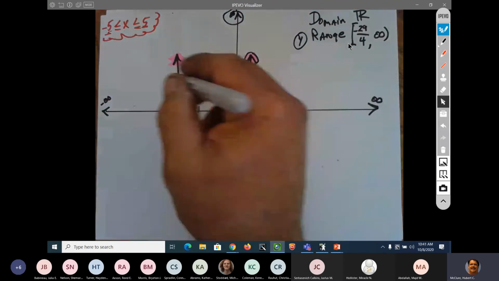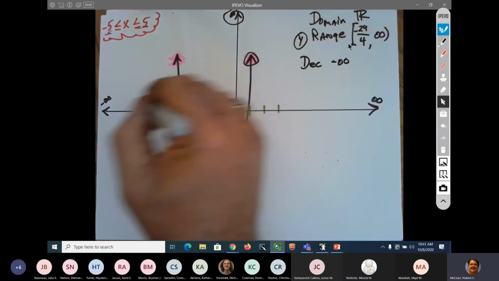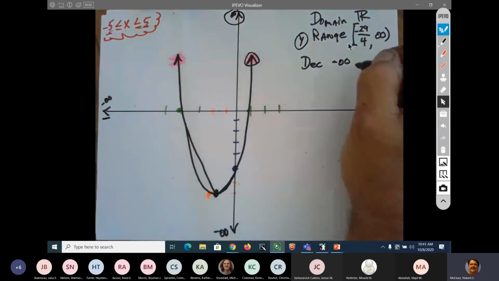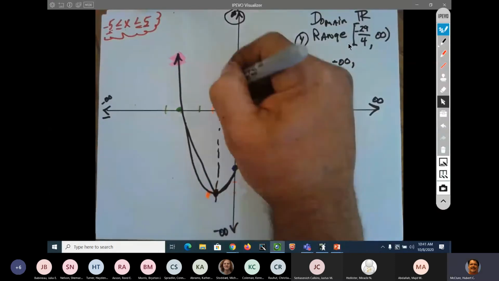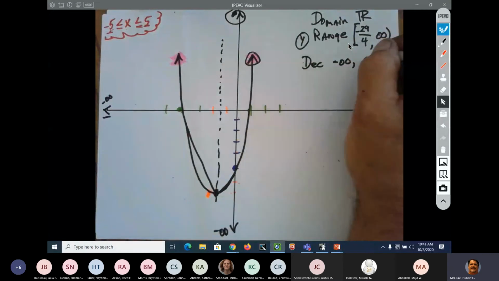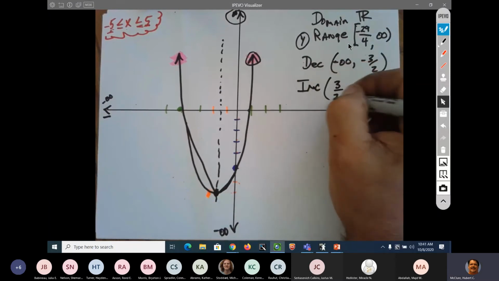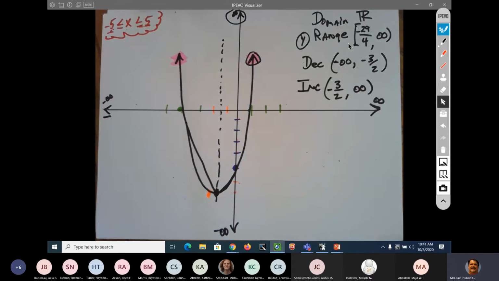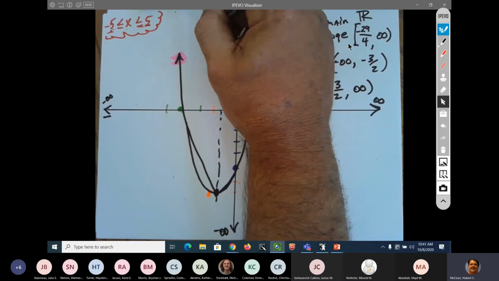And then decreasing from negative infinity to x is, that's the line of symmetry, -3/2. And then increasing from -3/2 to infinity. Line of symmetry is x is equal to -3/2.